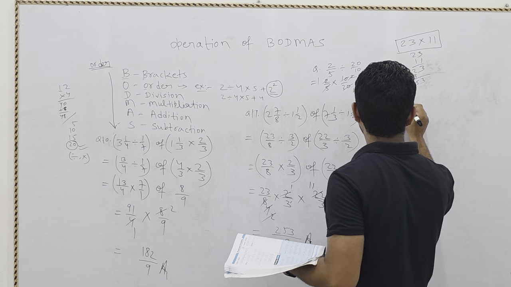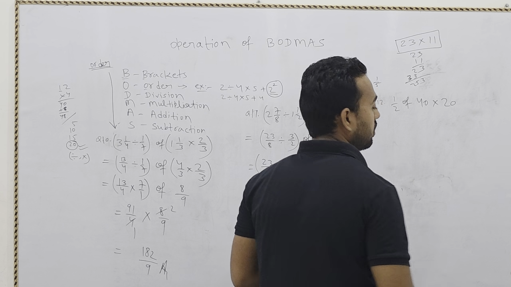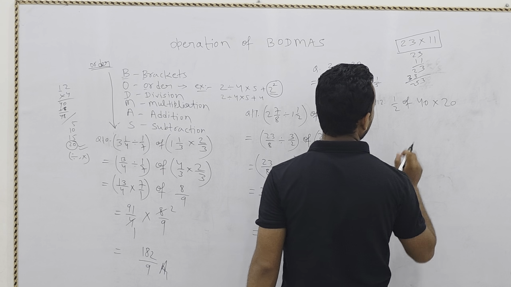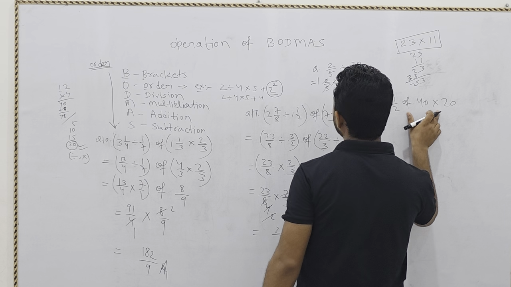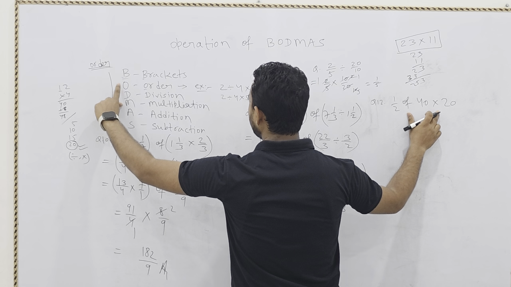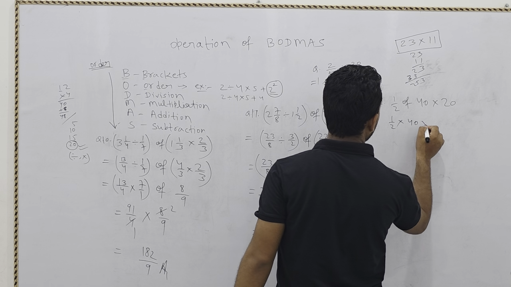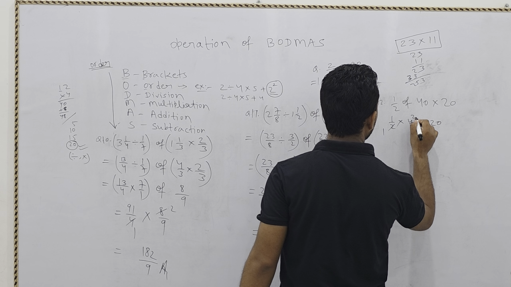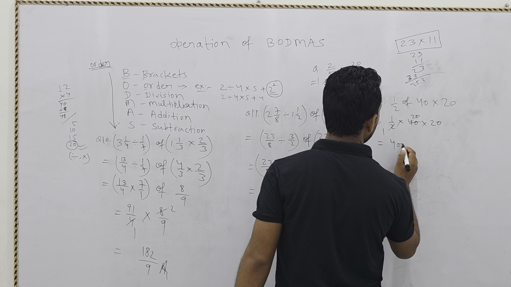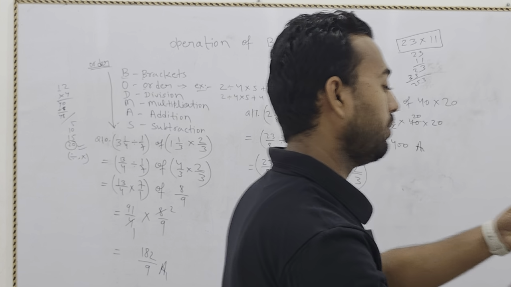1 by 2 of 40 multiplied by 20. You can see here question number 12, 1 by 2 of 40 multiplied by 20. Here, of and multiply are both there. The of portion comes first, so we will solve this first, and of stands for multiply. 40 multiplied by 20, this 1 time, this 20 times. 2 multiplied by 2 is 4, and there are two 0s, so we will put 2 0 here, this will be the answer. I hope you are getting it in a very easy way.